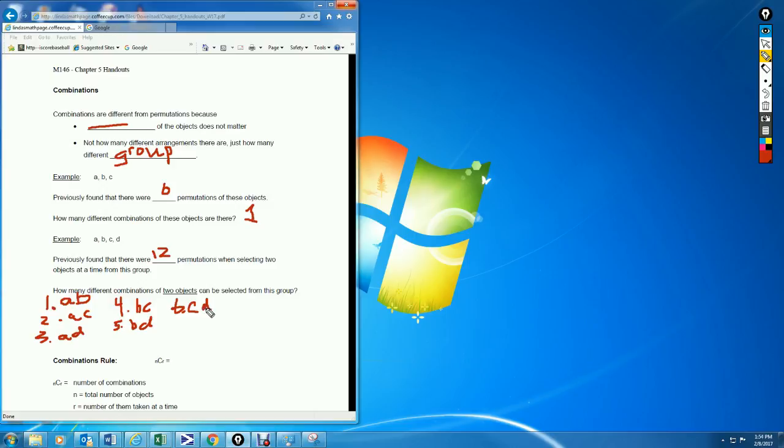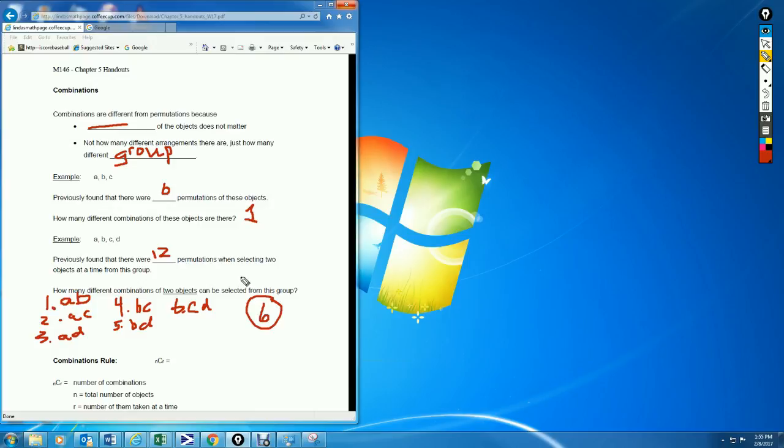Okay, so in this case, there are only 6 combinations of two objects versus 12 permutations. Okay? In general, there will be fewer combinations than permutations. All right?